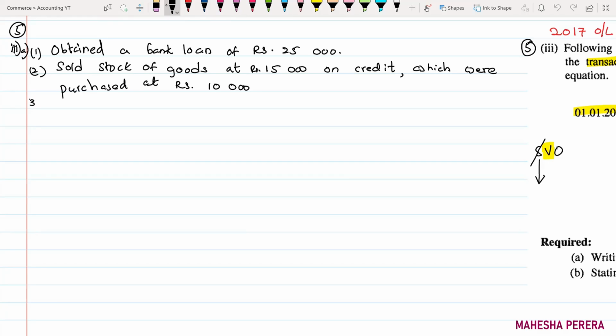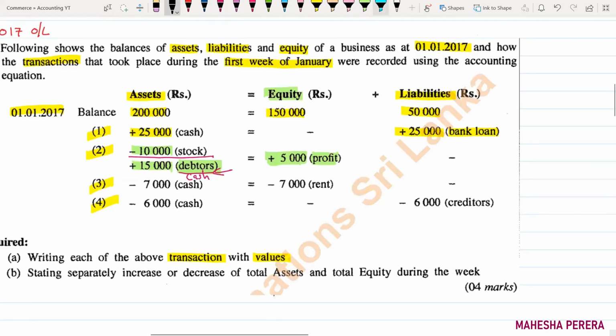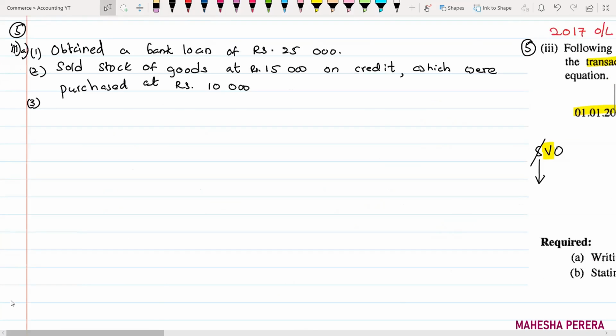Right, let's write the third transaction. For that, we need to look at the impacts. Right, third transaction. Impacts are cash minus, equity minus because of rent. Right. So this is about paying rent, right? So you can write paying rent or you can say paid rent. I normally write it in the past tense by using the verb. Paid rent, right? Or you can say paid rent expense.